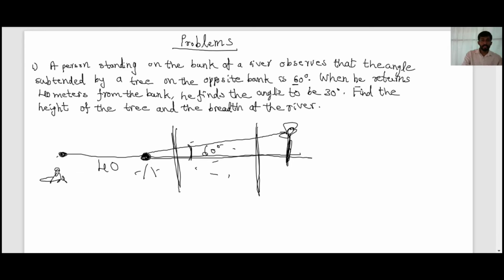Then see, when he returns 40 meters from the bank, he finds the angle to be 30 degrees. That means again he is looking at that tree, then the angle subtended by that tree is equal to 30 degrees. Question is, find the height of the tree. You need to calculate the height of the tree as well as the width of the river. From here to here, that is the distance you need to calculate.